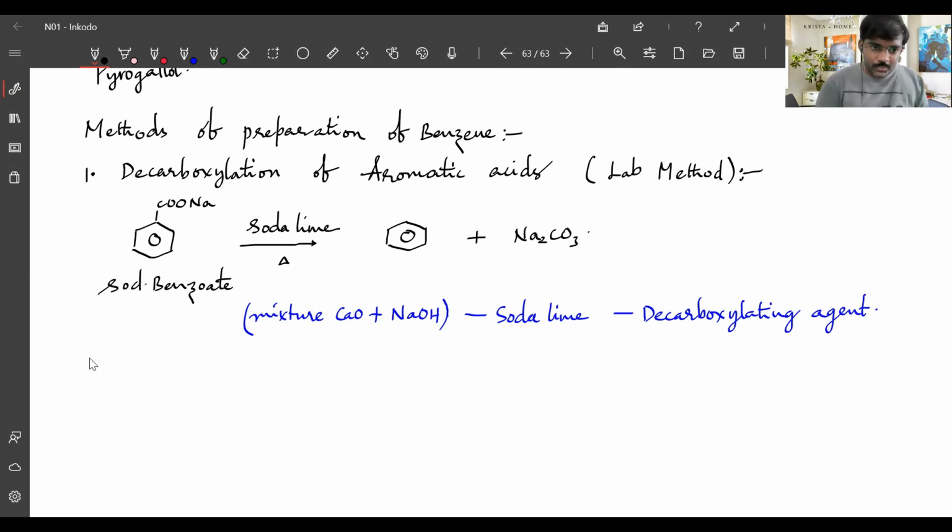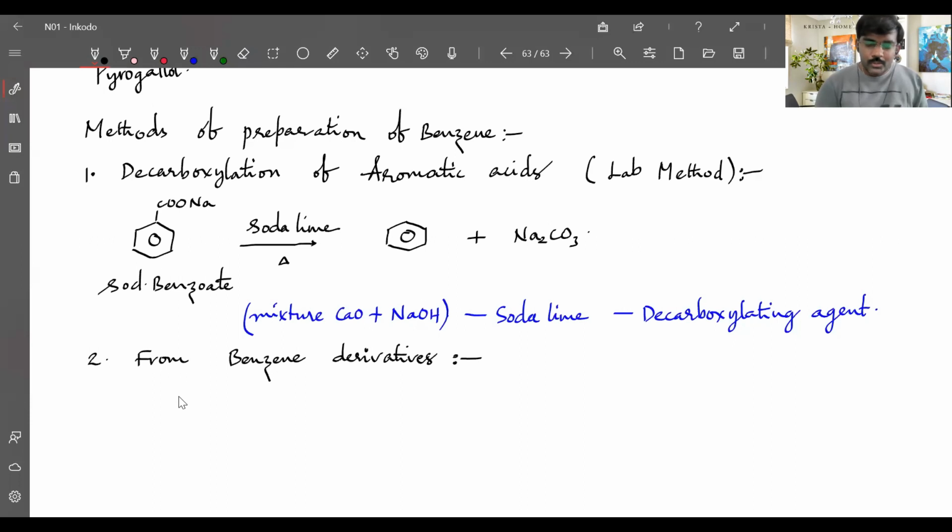So next, the second preparation method now we'll see. And this second preparation method, we are going to do from benzene derivatives. Okay, from benzene derivatives we can do it. So that means different benzene derivatives we are going to take, and those benzene derivatives will be the starting materials, and we'll treat them with different reagents to get benzene out of them. Okay, so now the first benzene derivative I'm taking is phenol. So I'm going to prepare benzene from phenol.